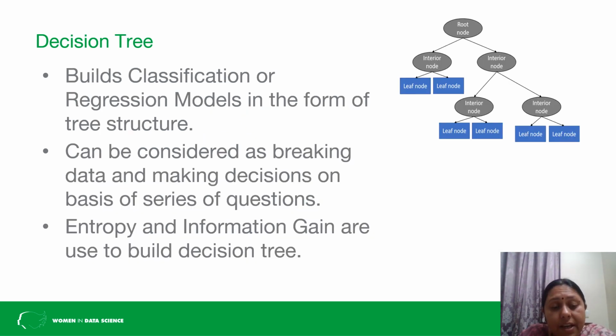Our next technique is decision tree. As with SVM, decision tree can also build classification or regression models. The uniqueness is that the models are built in a form of a tree structure. This can be considered as breaking the data and making decisions on the basis of a series of questions. Entropy and information gain are used to build the decision tree.